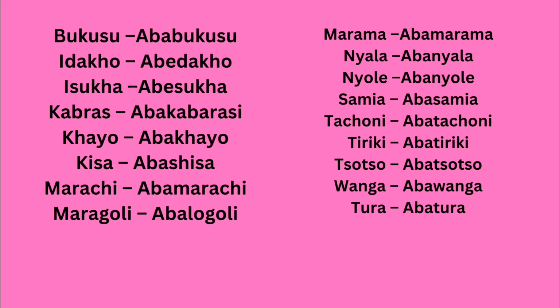So Kabaras, Abakabaras. Hayo is the language, Abahayo are the people. Kisa, Abakisa. Marachi, Abamarachi. Maragoli, Abamaragoli, or Avarogoli. Actually, they say it Avarogoli. Marama, Abamarama. Nyala, Abanyala. Nyole, Avanyore. Samia, Abasamia. Tachoni, Abatachoni. Tiriki, Abatiriki. Toto, Abatoto. Wanga, Abawanga. Tura, Abatura.